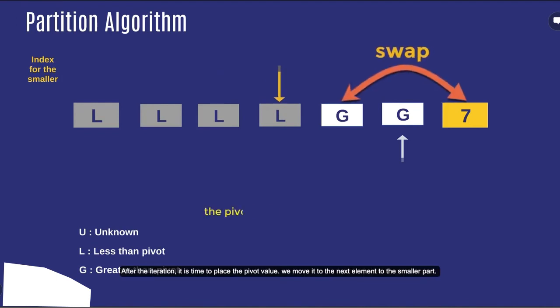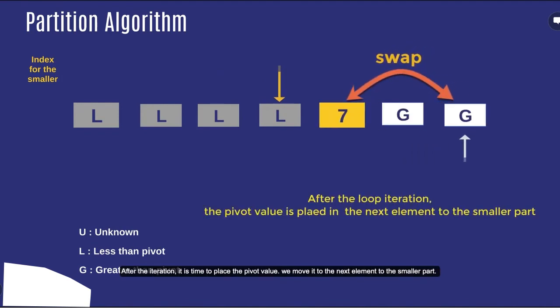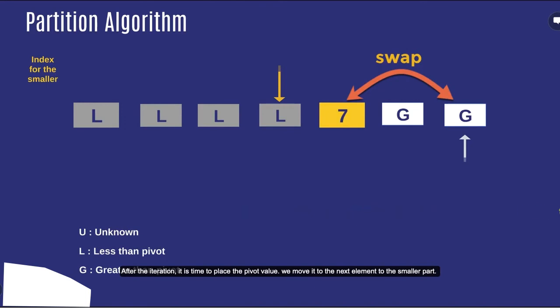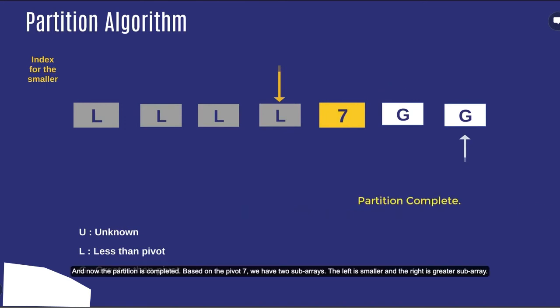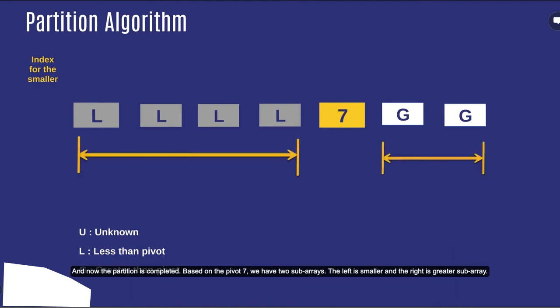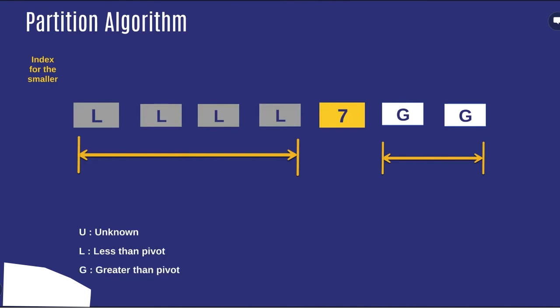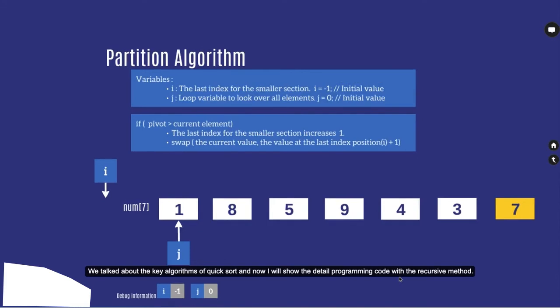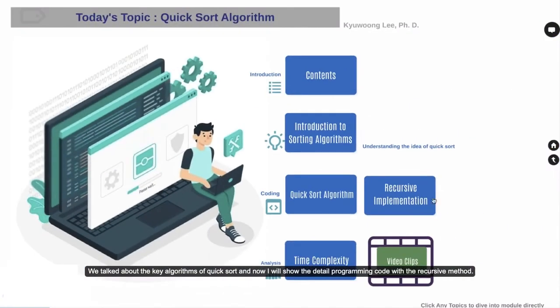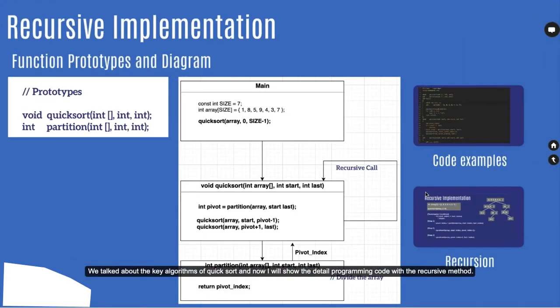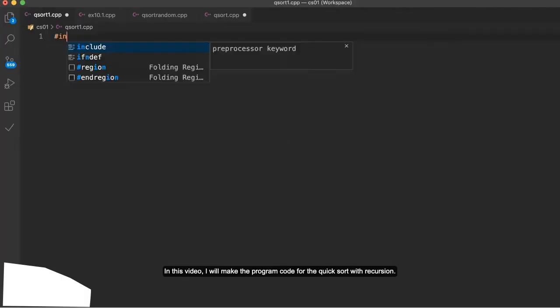After the iteration, it's time to place the pivot value. We move it to the position next to the smaller part. And now the partition is complete. Based on pivot 7, we have two subarrays. The left is the smaller part and the right is the greater subarray. We talked about the key algorithm of quicksort. Now I will show the detailed programming code with the recursive method.